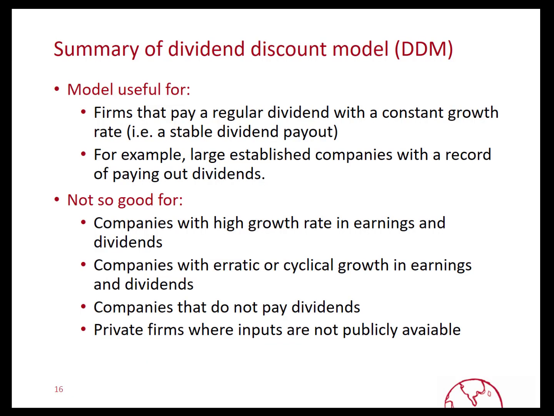So in summary, the dividend discount model is useful for firms that pay a regular dividend with constant growth. This model does not work for companies that have a high growth rate in dividends, where g is greater than k. It doesn't work at all for companies that don't pay dividends. And if a firm is private and you don't know what the inputs are, you have a hard time using this model.